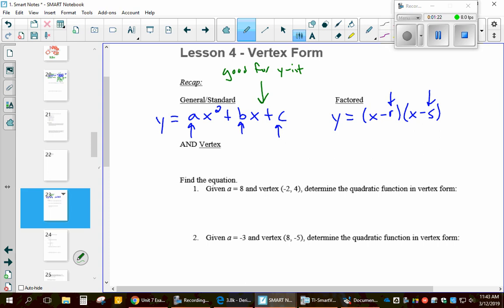All right, what was this one good for? The factored form. This was good for finding what? Why do we factor these questions? We're looking for x, right? So this is a good form for an x-intercept.